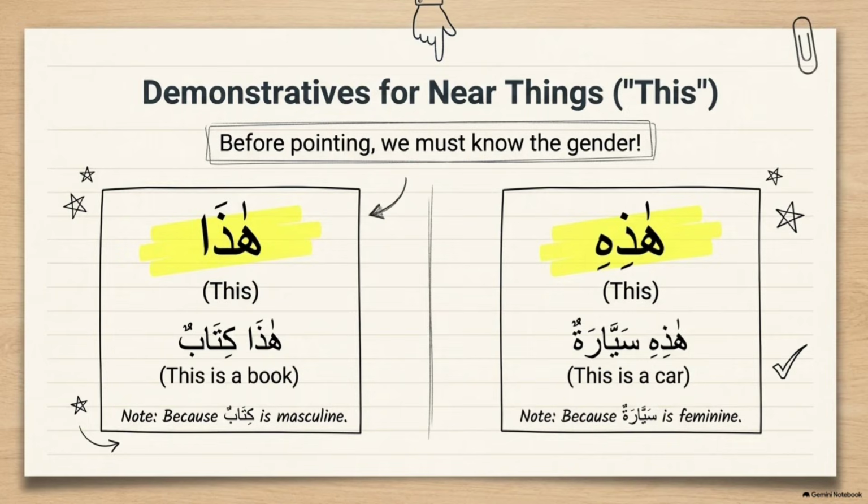Easy, right? But in Arabic, you absolutely must know a noun's gender before you point to it. If the object is near you and it's masculine, you use the word hadha. So, hadha kitab, this is a book. But if the object is near you and it's feminine, you switch to hadhihi sayyara, this is a car. You literally cannot mix them up. The gender of your pointing word has to perfectly match the gender of the object itself.